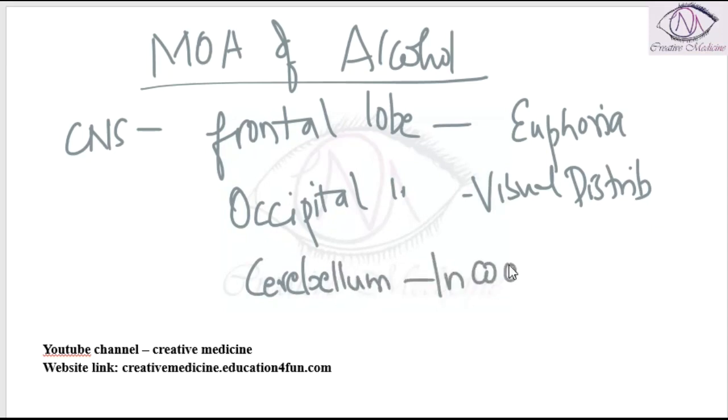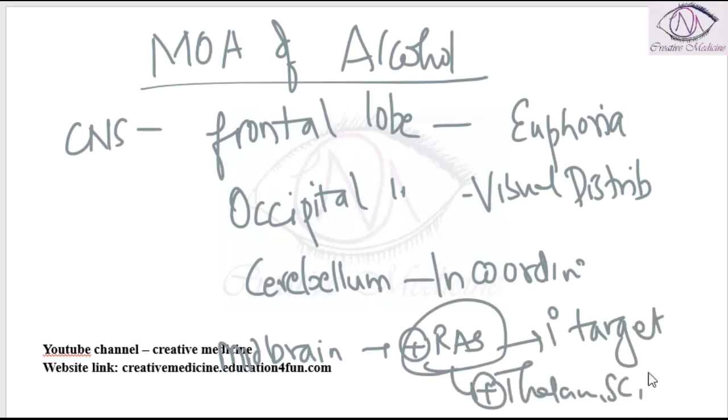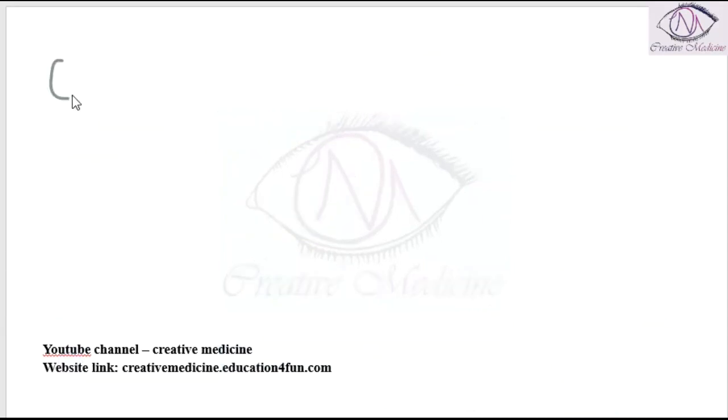Midbrain. On the midbrain, alcohol activates the reticular activating system. The reticular activating system is the primary target of alcohol. This will activate the thalamus, spinal cord and medulla, and finally it will depress the respiratory center, leading to death.